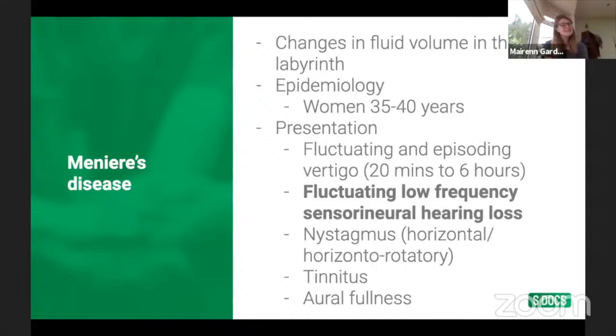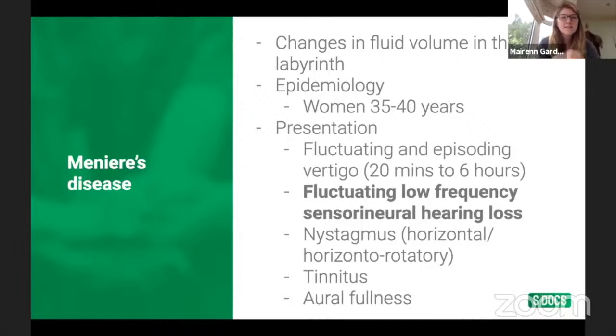Going on to Meniere's disease. Meniere's is something that you might know about from learning about vertigo. Meniere's is one of the most common causes of vertigo. And you've got a lot of different causes of vertigo, which can sometimes be quite difficult to differentiate, but Meniere's can also cause hearing loss.